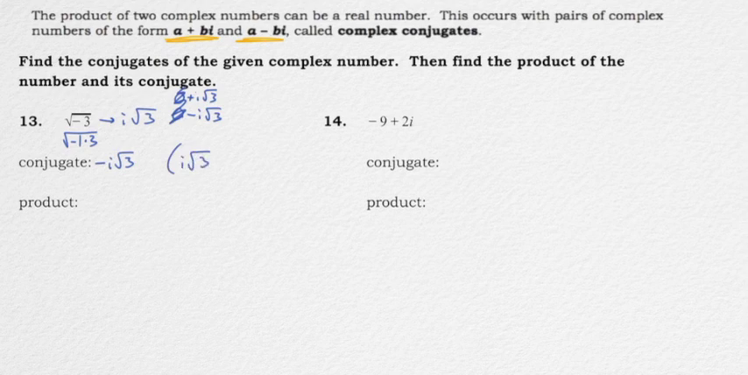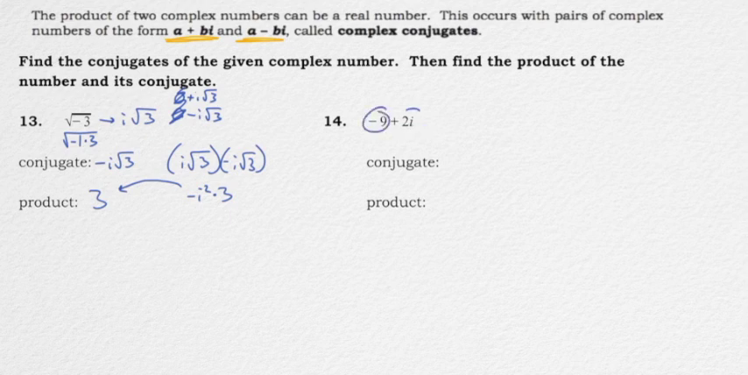I'm going to write i square roots of 3 times negative i square roots of 3. So i times negative i gives me negative i squared, and the square root of 3 times itself just makes the square root go away, and this is just 3. So altogether, well, wait, i squared was negative 1, times negative in front would be positive 1, so this is just positive 3.